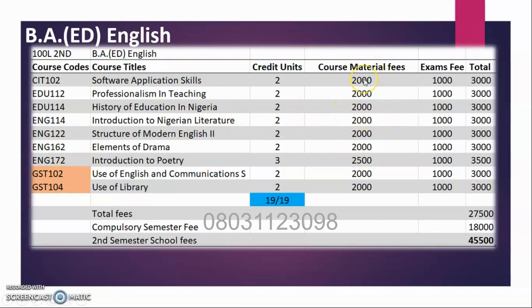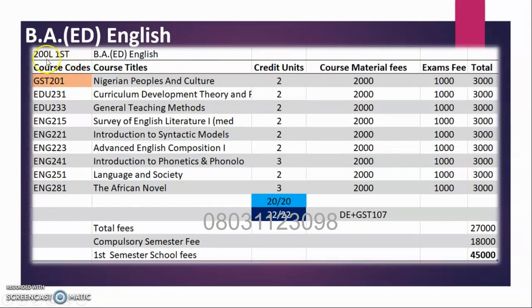So these are your fees for registration or for the course materials or textbooks, and then you register each course for exams. Sum these up and you will get these totals here. The compulsory fee reduces as you go. From second semester 100 level, it becomes 18,000 every semester until you graduate. That's the first fee you pay before you are even allowed to register these courses. So if you sum these two up, you have 45,500 as your fee for 100 level second semester.